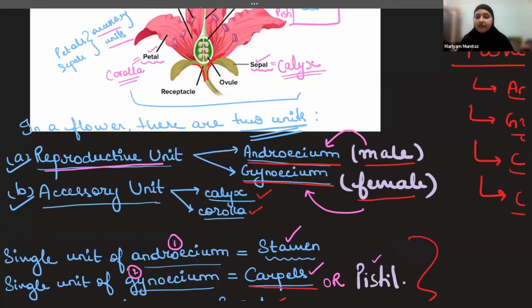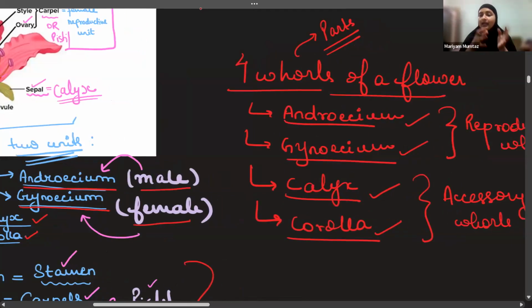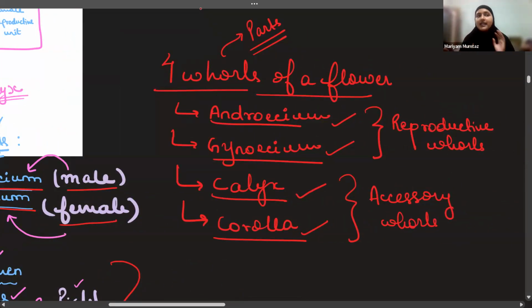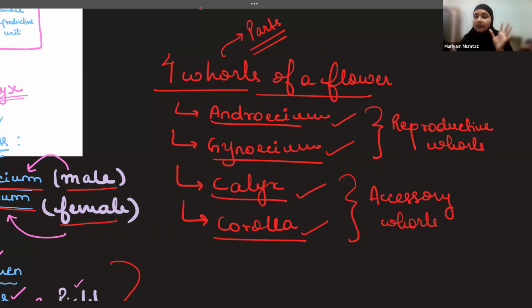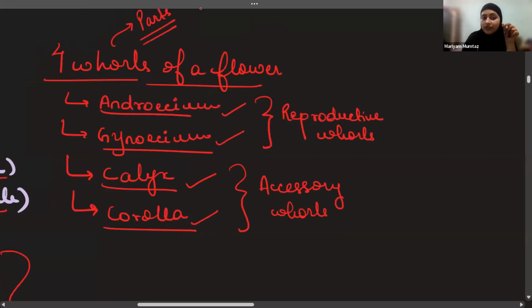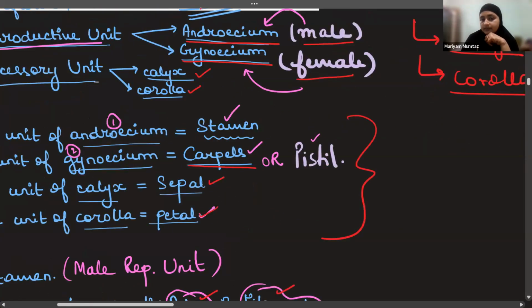Now, each of these units will have one single unit. For example, androecium, the male reproductive part, is like polymers in chemistry. You have studied polymers? One polymer is made up of several monomers. Same way, imagine these as polymers. One male reproductive unit is androecium, but one single unit, the monomer of androecium, is called the stamen.